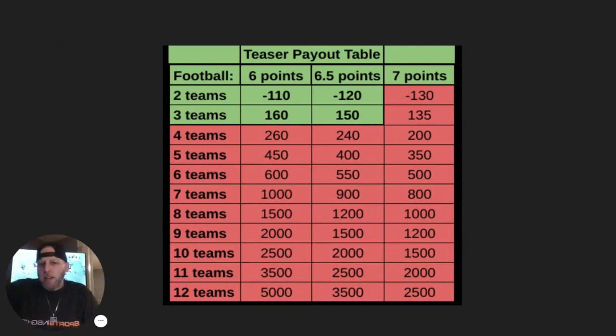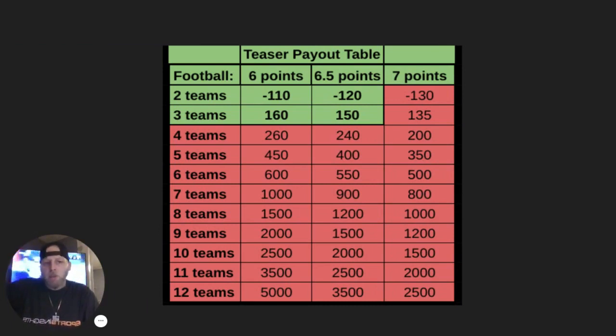Some books even offer 10 or 12-point teasers where you have to bet on 3 or 4 teams. But I know they can seem appealing, but trust me, they're sucker bets and they're impossible to beat long term. And I'll show you the math in a minute, but we want to focus on the 2-team 6-point teasers that are -110, or the 2 and 3 team 6.5-point teasers are okay as well.